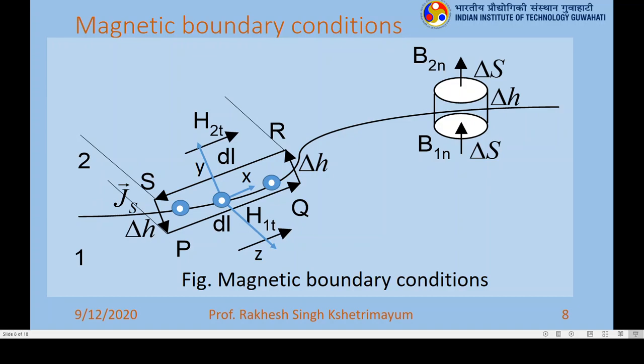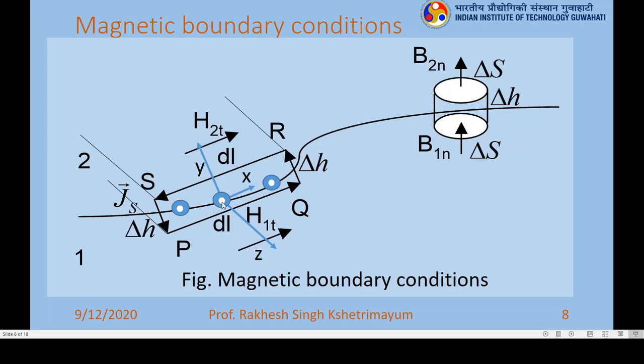So what do I have? This coordinate system is similar to that of the electric field boundary condition. You have the x-axis and y-axis. The y-axis is along this direction, and the z-axis is along this direction. The interface is at z equal to 0, and it's in the xy plane. Now we are considering a closed contour in the xy plane. What closed contour is that? PQRSP. And also assume that there is some current density existing at the interface between the two regions.